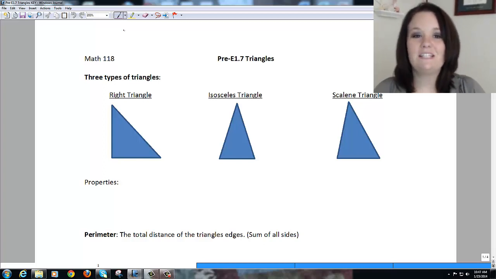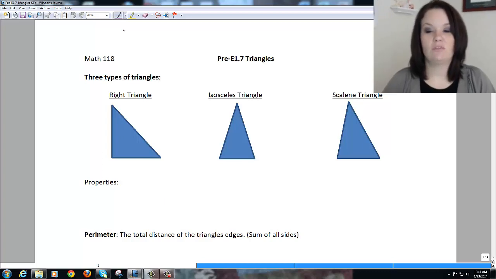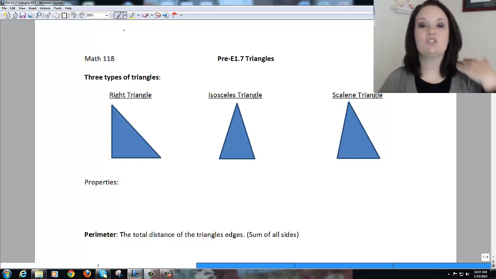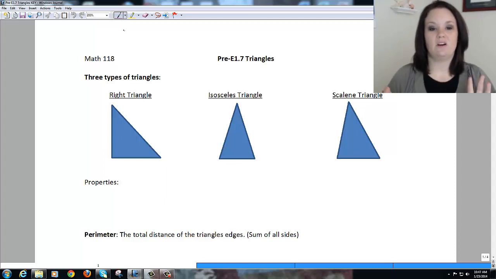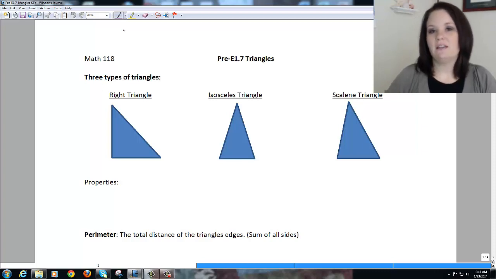All right, this is your pre-assignment for E1.7, and I'm just going to go over a couple of types of triangles and also the idea of perimeter. When we look at triangles, we have three types that we're going to consider in this class: a right triangle, an isosceles triangle, and a scalene triangle. I'm going to write underneath the important properties that we want to know from each one.